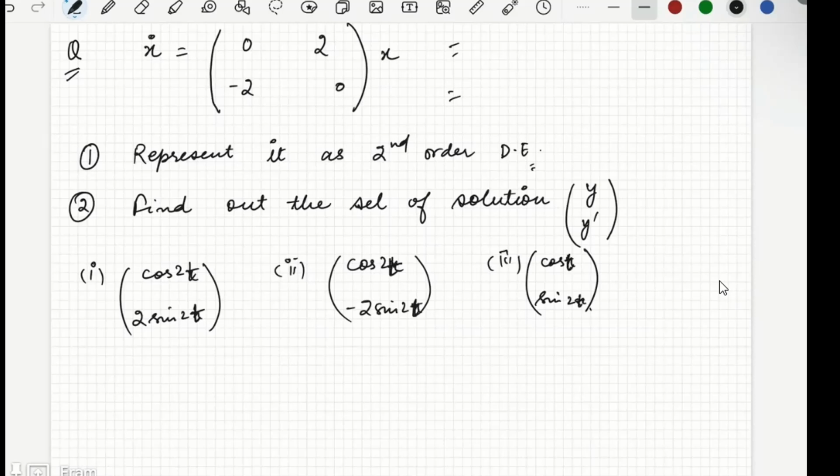So we have a differential equation first represented using a second order differential equation. The variable will be y. With that differential equation, you have to find what can be the possible solution for y and y dash. The first option is cos 2t, 2 sin 2t, second is cos 2t minus 2 sin 2t, and third is cos t, sin 2t.